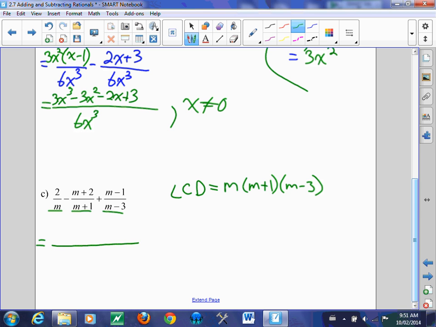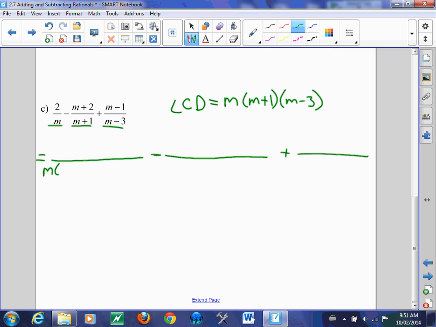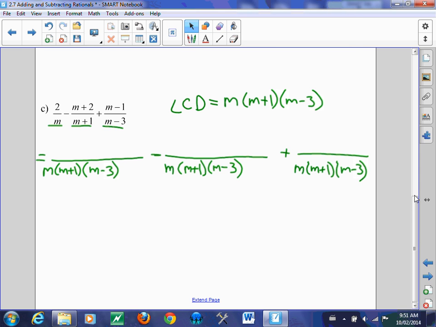That means that I'm going to have 1, 2, 3 expressions where my denominator is going to be all of these. Okay, so I'm going to write down m times m plus 1 times m minus 3 for all of my denominators. Okay, so what we need to do is take a look at balancing out our fractions. So we already know the denominators, we're trying to get them all the same.